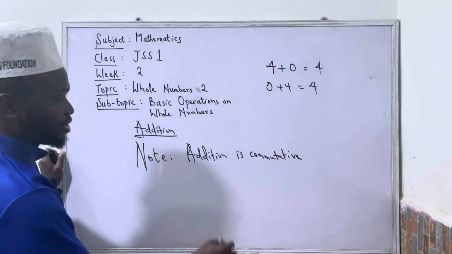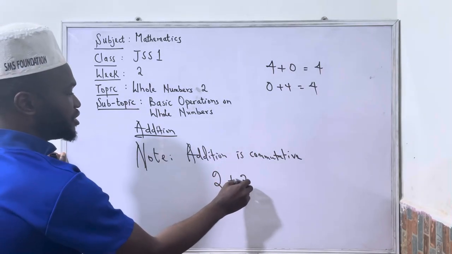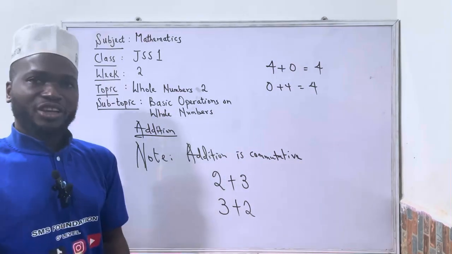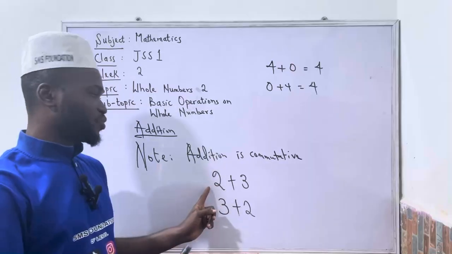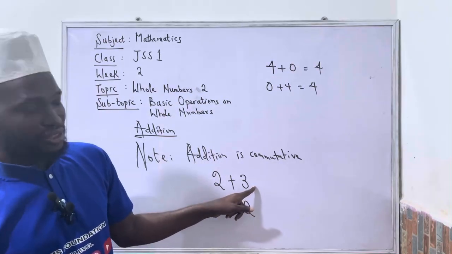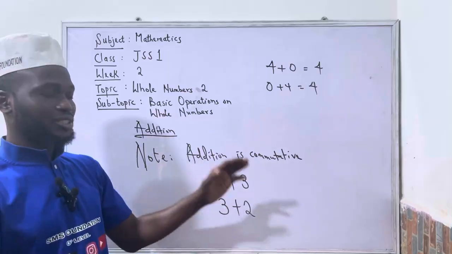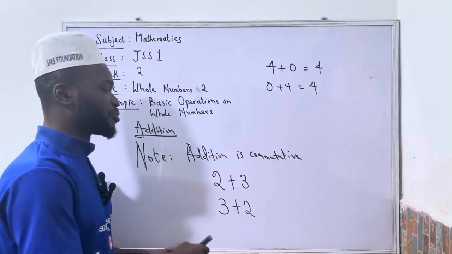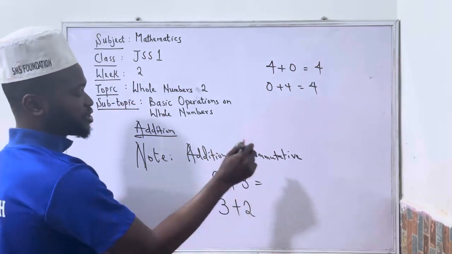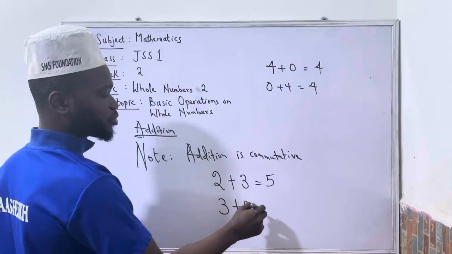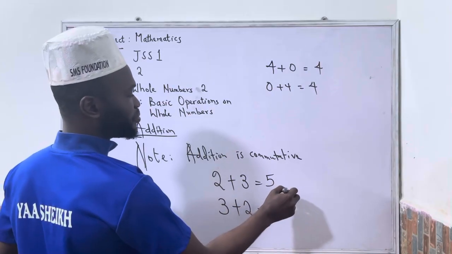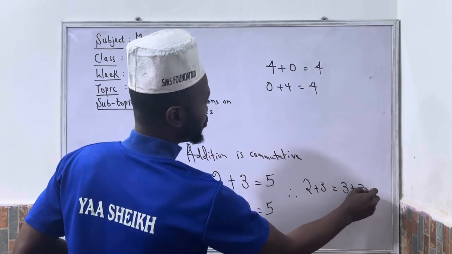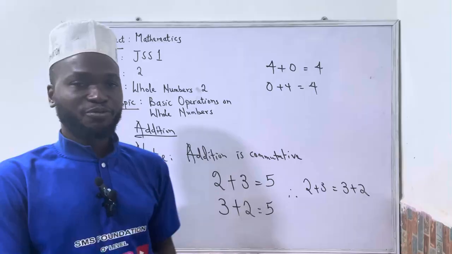So what does that mean? If I add 2 plus 3, this is the same as saying 3 plus 2. So either you come with the first quantity and add it to the second quantity, or add the second quantity to the first quantity, you still get the same result. This is what we call commutativity, the commutative property. So 2 plus 3 will give me 5. And then 3 plus 2 will also give me 5. This implies that 2 plus 3 is equal to 3 plus 2.